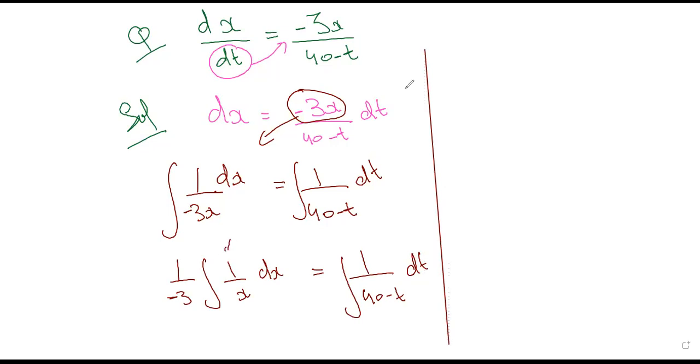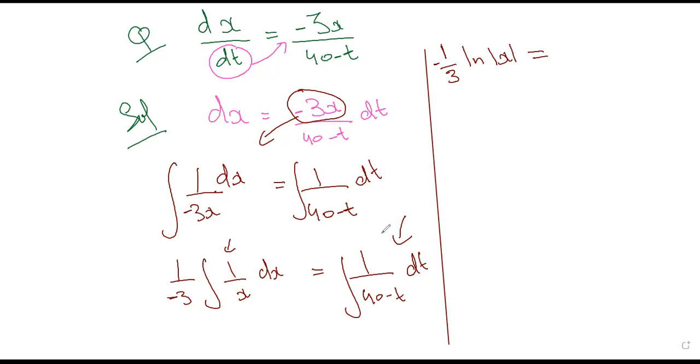This side? The integral of 1 by x dx will be ln x. Very good. So this would come with ln x equals, and what would be the integral of this side? You can just take the reciprocal of this. Reciprocal as in, 40 minus t to the power negative 1, and then just differentiate normally. I mean, integrate normally.